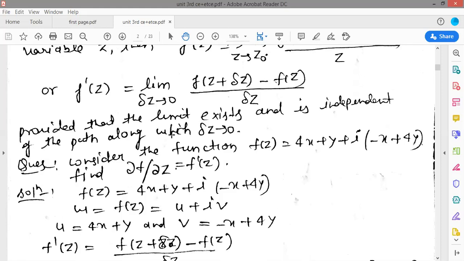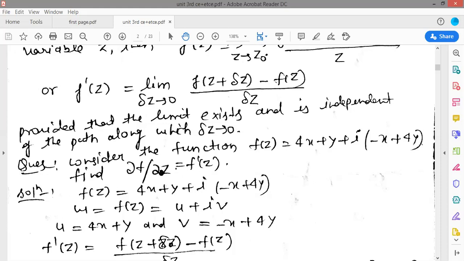Provided that the limit exists and is independent of the path along which delta z tends to 0. Provided that the limit exists means that when we apply delta z tends to 0, we get a function free from delta z, independent of the path along which delta z tends to 0. This is the meaning of this line. That means when we apply the limit delta z tends to 0, you will get a result that is free from z.